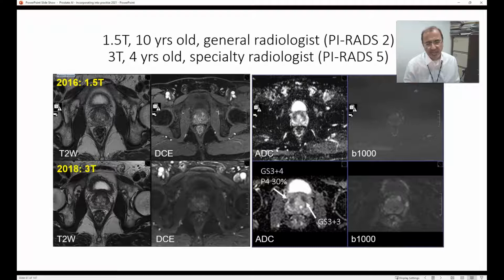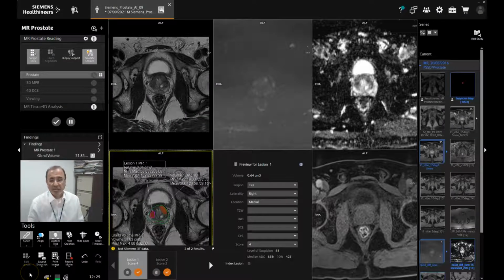So you can see this man's had two prostate scans, 2016 and 2018. In 2016, on a slightly older scanner, this was called a PIRADS 2 lesion, and in 2018 he had a 3T scanner, and this time we called it a PIRADS 5 lesion, and histologically this lesion here on the right side was a 3+4, and the lesion here was a 3+3. Let's look at the first scan. So these are the scans in 2016.